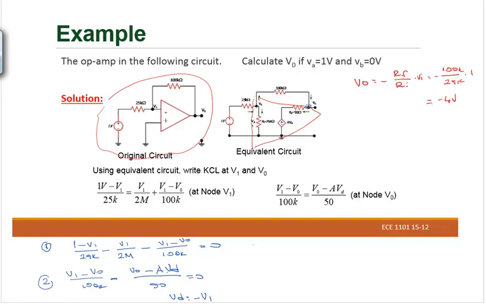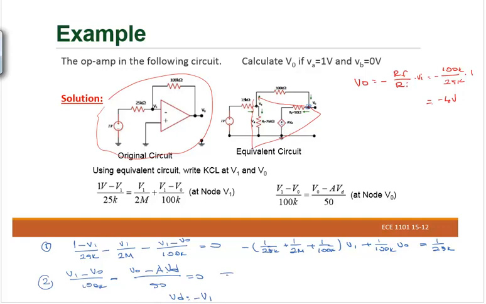So I'm gonna have negative, negative, negative sign. I'm gonna have negative (1 over 25K plus 1 over 2 meg plus 1 over 100K) V1, minus minus positive 1 over 100K V0 will be equal 1 over 25K. That's the first equation. Second equation, I can do in a similar way.